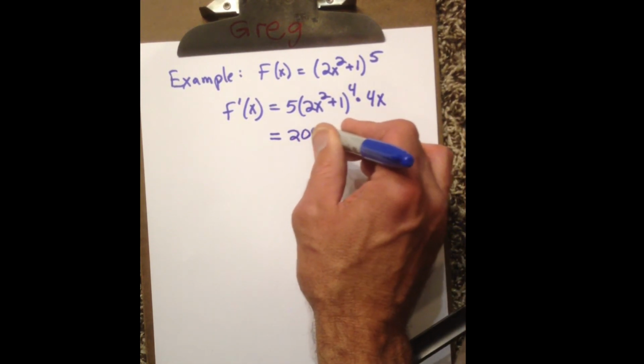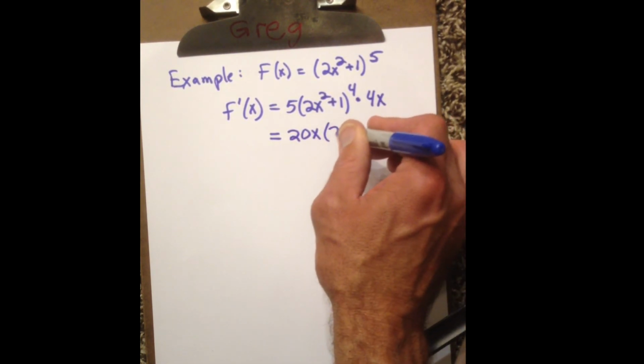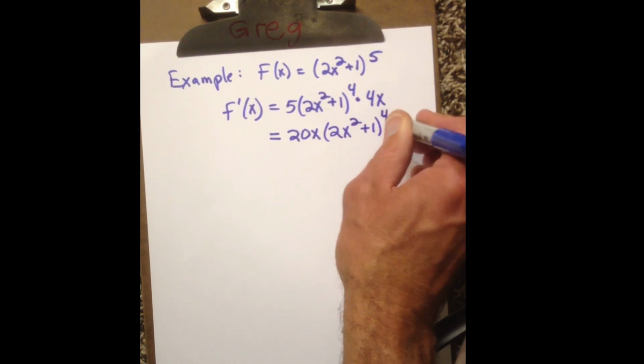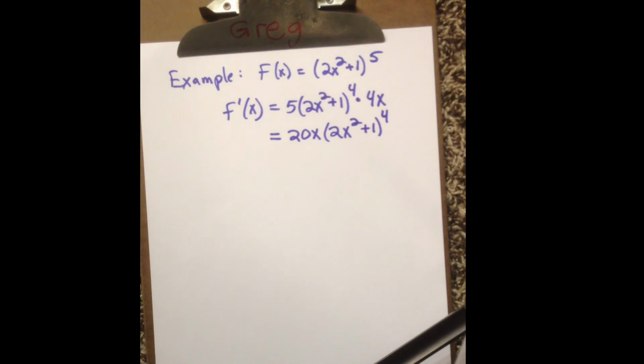If I simplify that, I get 20x times the quantity 2x squared plus 1 to the 4th. And that's it. So that's the same answer you would get multiplied out, but it's a whole lot simpler not to take 5 of those 2x squared plus 1s and multiply it. And that's a derivative.